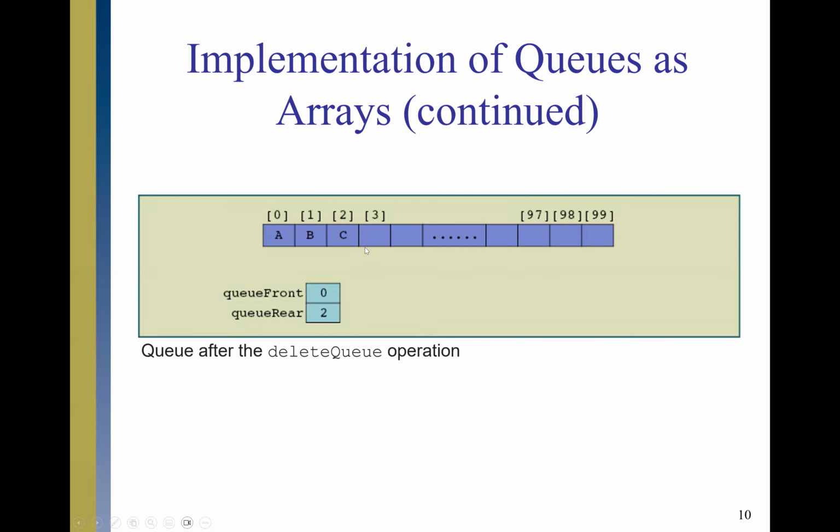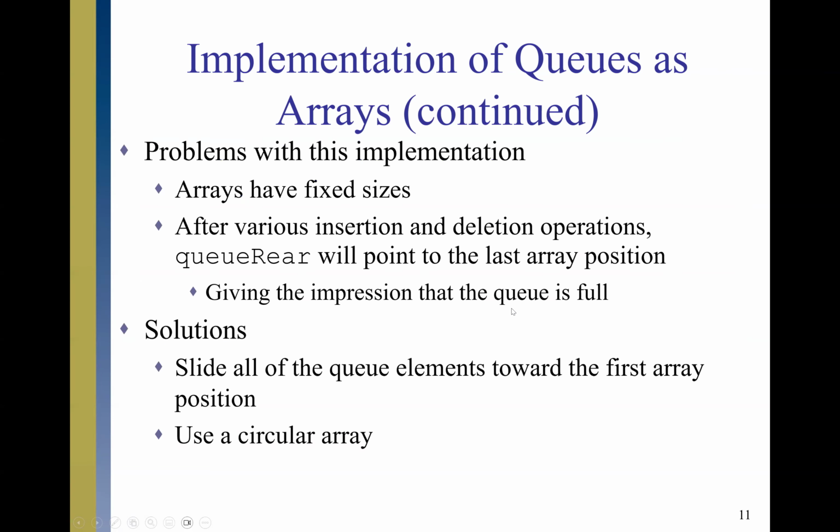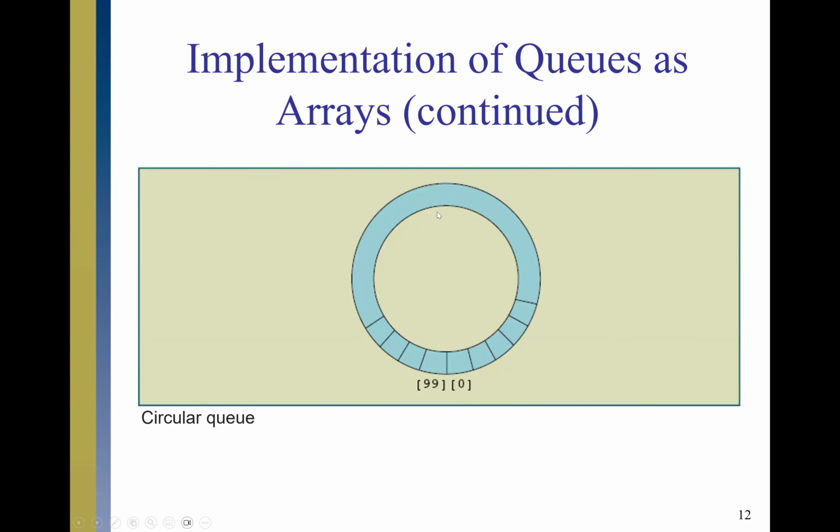So the best way to solve the problem is to have a circular array. Instead of having C as the front, we join the ends and it becomes a circle. Let's see the diagram here. It will look something like this. In this case, the only time there will be no space is when we have 100 items, from 0 to 99.